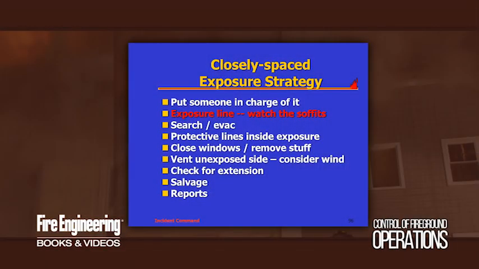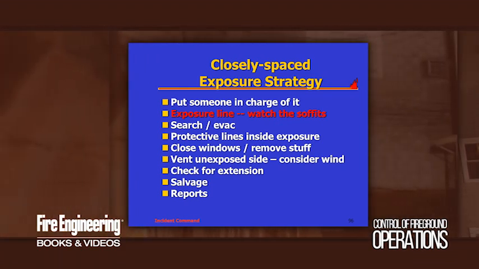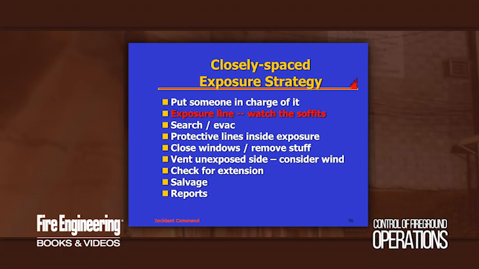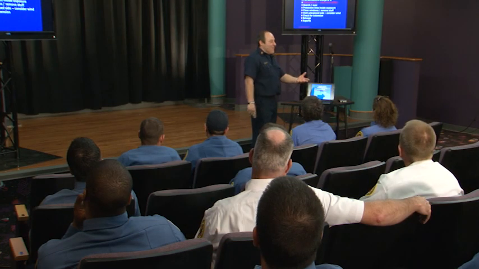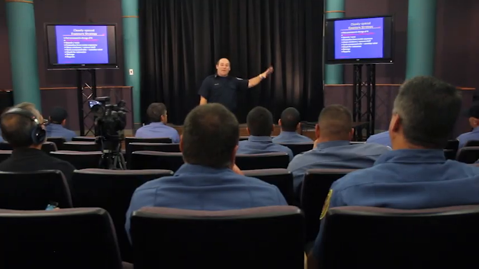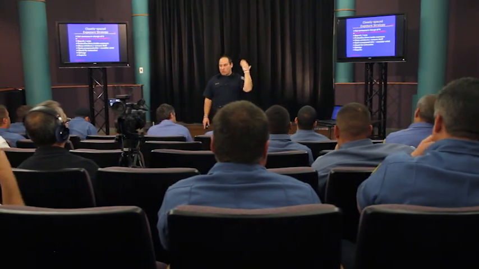Closely spaced. Got a building here. It's another building 10 feet away, 5 feet away. Very similar to the other one with the attached buildings, but here we want to make sure we have an exposure line in place. And watch the soffits. The soffits, what's covering the soffit a lot? That vent. And what's it made of? Plastic, right? Yeah, plastic melts, the fire's in the soffit. What happens now, you got an attic fire, right? So if you got that exposure line, make sure you're sweeping those soffits.